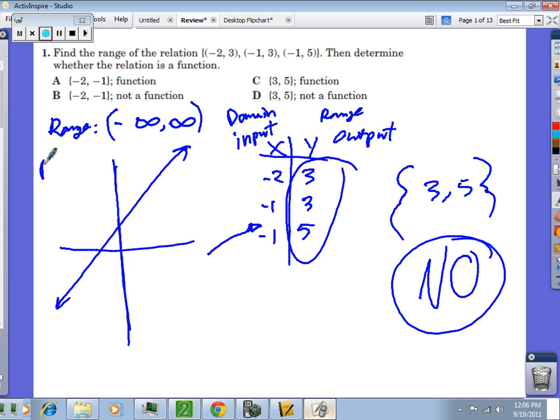Let's look at domain. Domain is x, so that's horizontal, left and right. Shayla, domain is left and right. So what is the farthest left that this graph goes? Where does it go? Yeah, it goes all the way to negative infinity, and the farthest right is positive infinity. Okay, raise your boards.